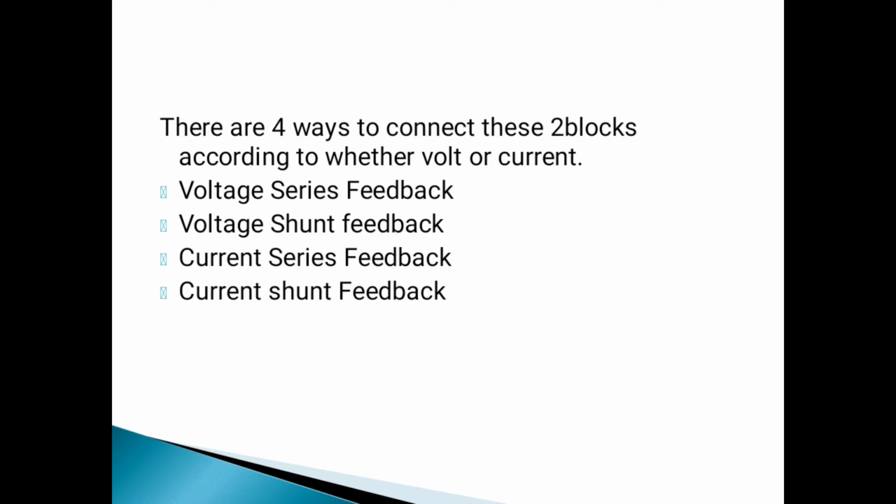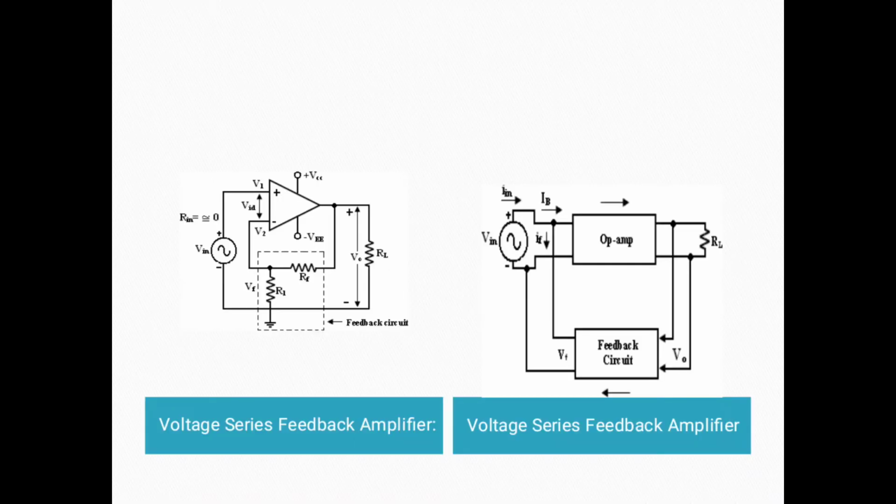So there are four ways to connect these two blocks: voltage series feedback, voltage shunt feedback, current series feedback, and current shunt feedback. This is the diagram for the voltage series feedback amplifier, which is represented with an op amp.